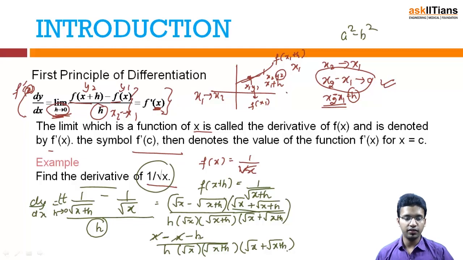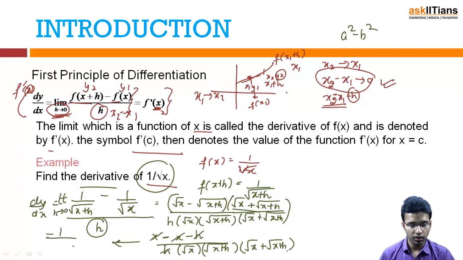So you will look at this, this will just become, h will get cancelled with this. Okay, so I'm writing it here. And I'm now putting h is equal to 0. So minus 1 over, this is root x, this will also become root x, and this will become 2 root x. So 2 root x into root x into root x. So 2 will be here, and there will be 3 root x. That will be x to the power 3 by 2.